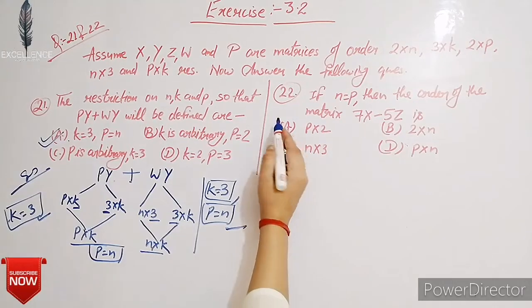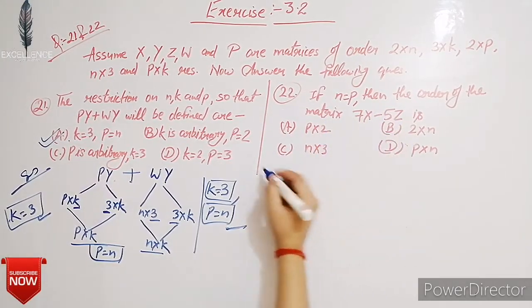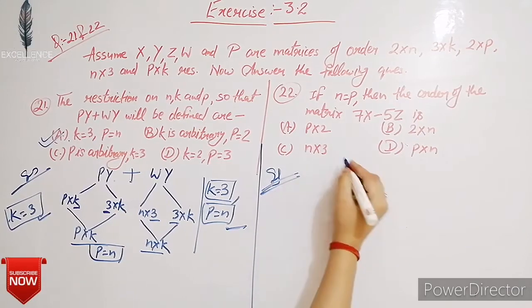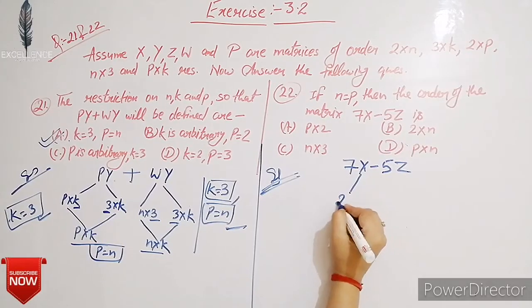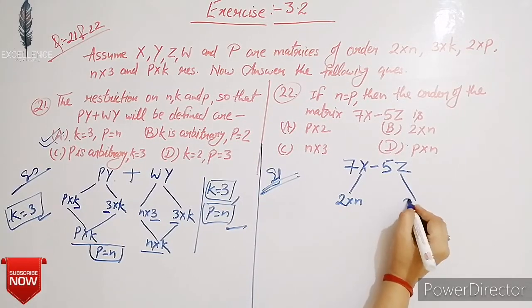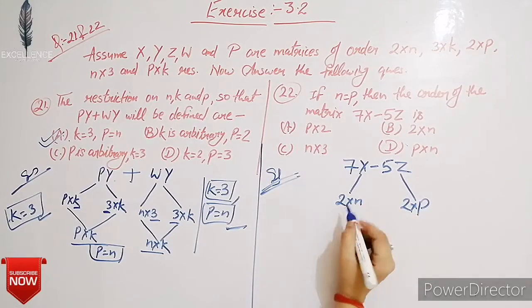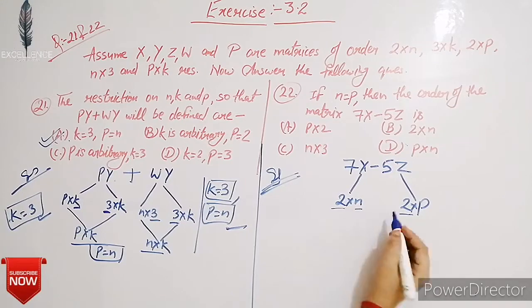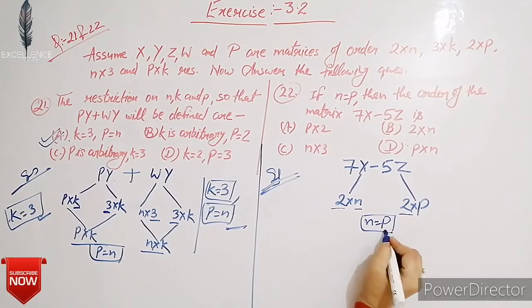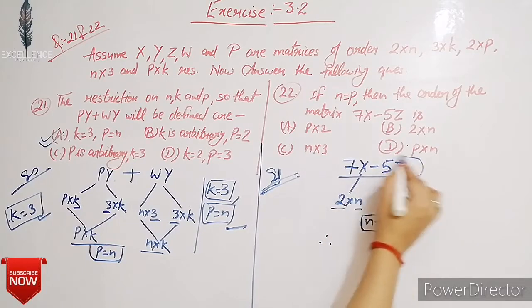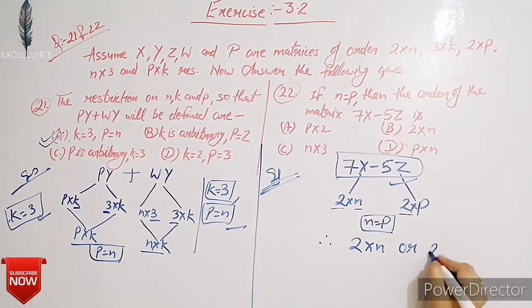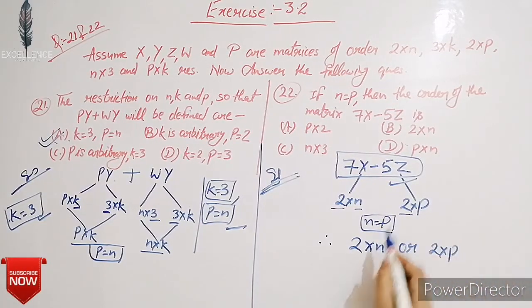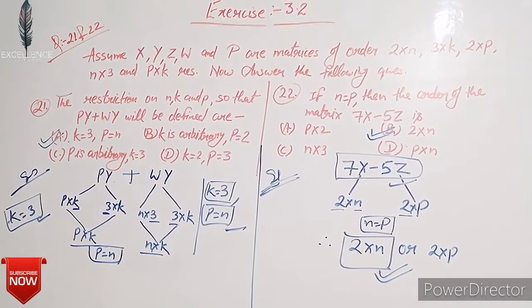Let's see question number 22. If n equals p, then the order of the matrix 7x minus 5z is? Simple. The order of x is 2 into n and the order of z is 2 into p. We have been given that n equals p. So the possible order of the matrix 7x minus 5z is either 2 into n or 2 into p. But in the options, we have only 2 into n. So option B is the correct answer.